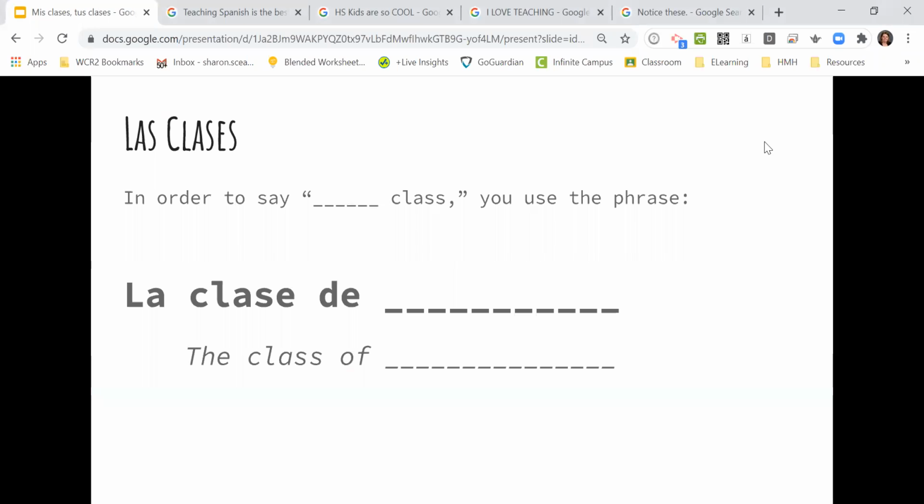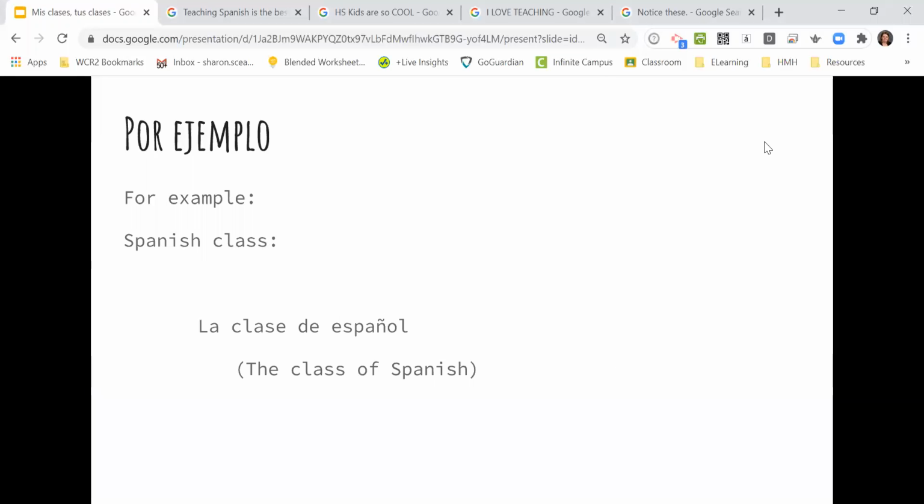Okay. Para las clases, in order to say, insert class name here, class, you use the phrase la clase de, and then the class. And so that means the class of. For example, Spanish class would be la clase de español, which literally translates as the class of Spanish.